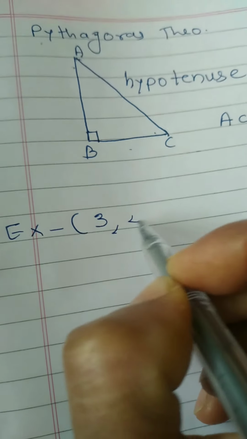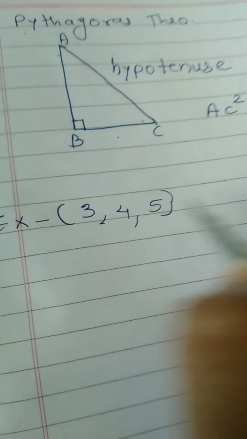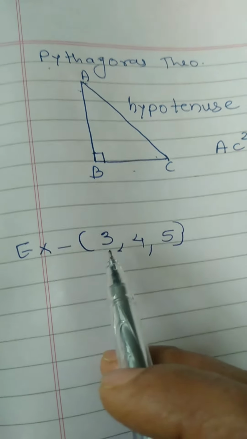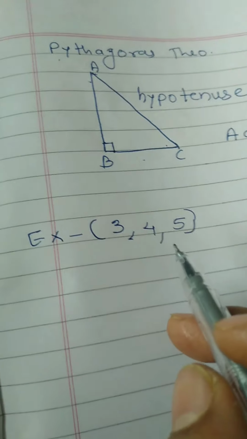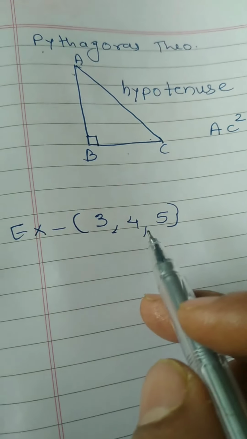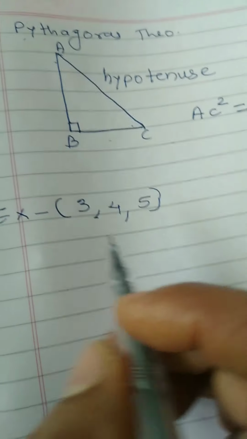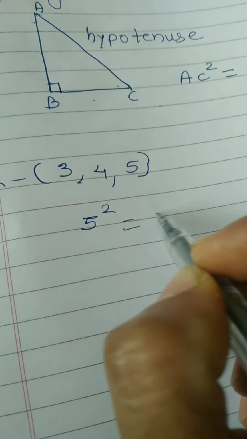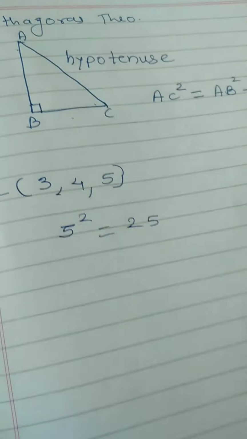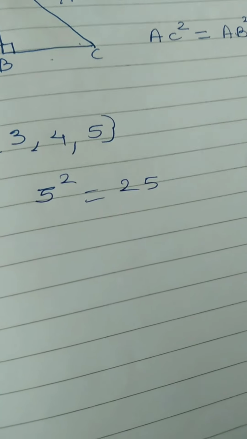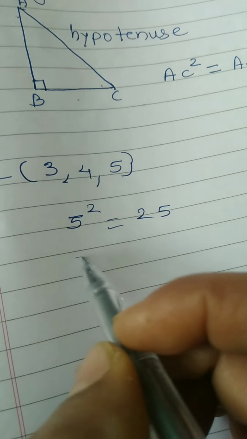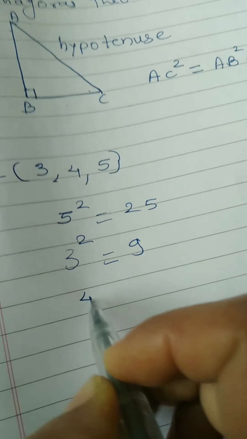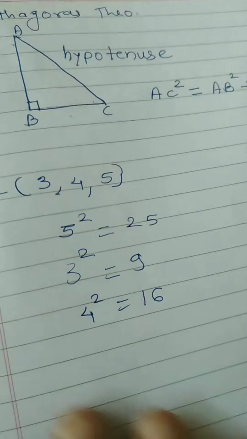3, 4, 5. This is a triplet. Triplet means three numbers. Now we can see in these three numbers, 5 is the largest number. So the square of this largest number, 5 square, is 25. Now we will see the squares of the remaining two numbers. 3 square is 9 and 4 square is 16.